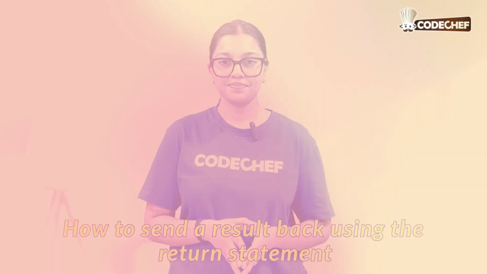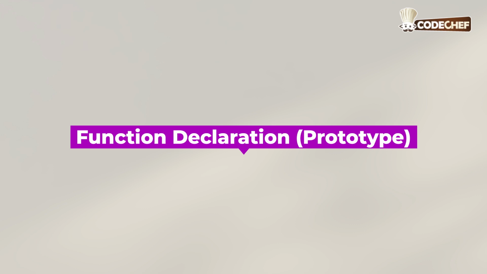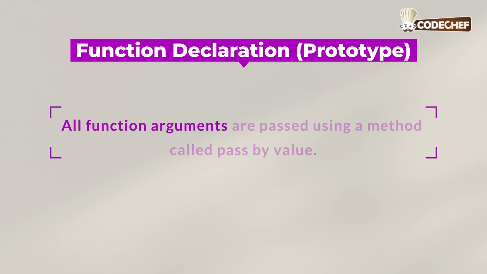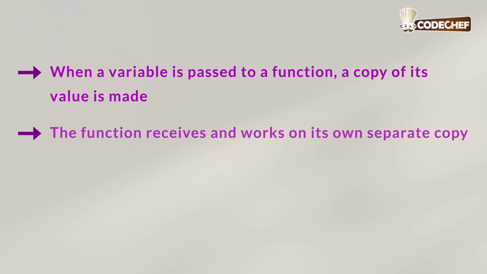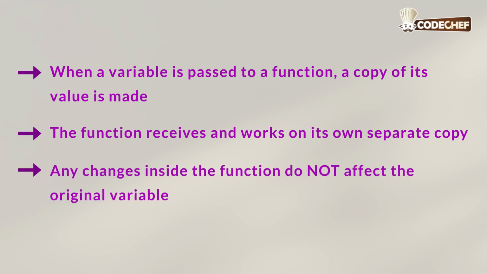So let's begin. Pass by value in C. In C, all function arguments are passed using a method called pass by value. This means when a variable is passed to a function, a copy of its value is made. The function receives and works on its own separate copy, and any changes inside the function do not affect the original variable. This is a fundamental rule in C, and if you ever wondered why changing a variable inside a function doesn't reflect outside, this is the reason.